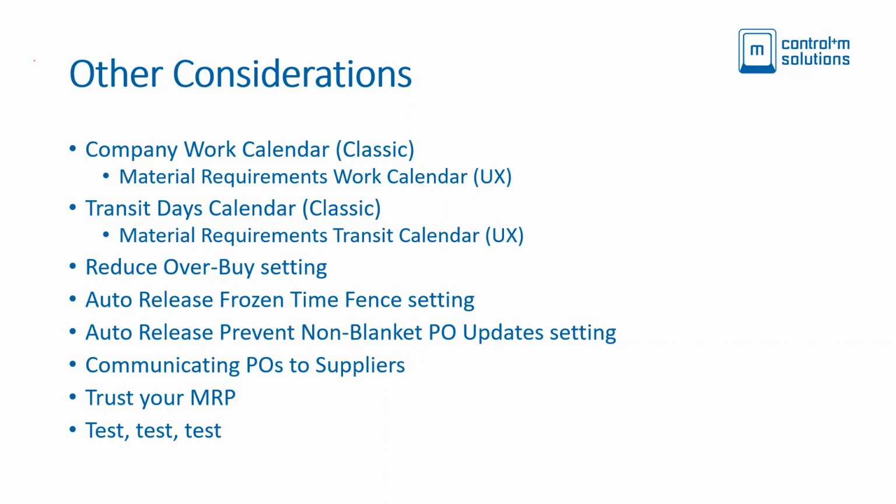If you are using the transit calendar, or material requirements transit calendar as it's called in UX, it too must be set to more than the sum of the MRP recommendation settings covered in slide 4. Auto MRP does not consider overbuy reductions in the quantity calculations and will cause a discrepancy between the recommendation screen and the created releases. And that is why it is recommended to turn that setting off.